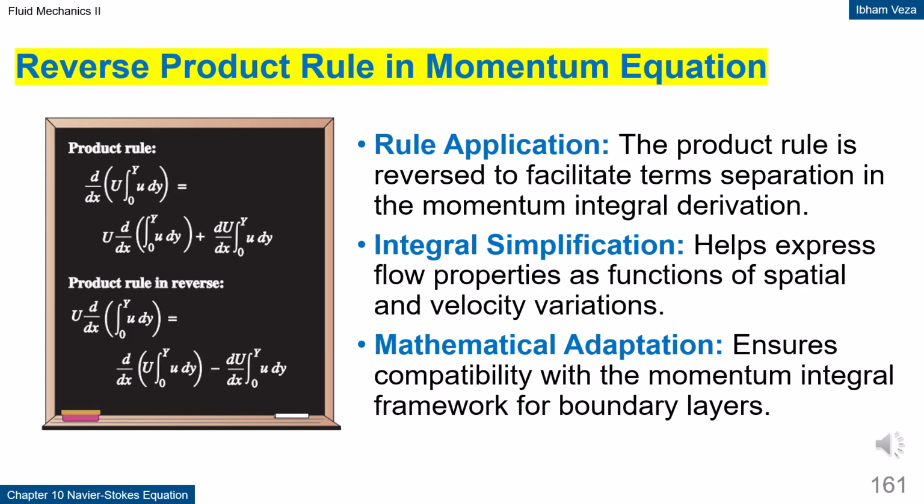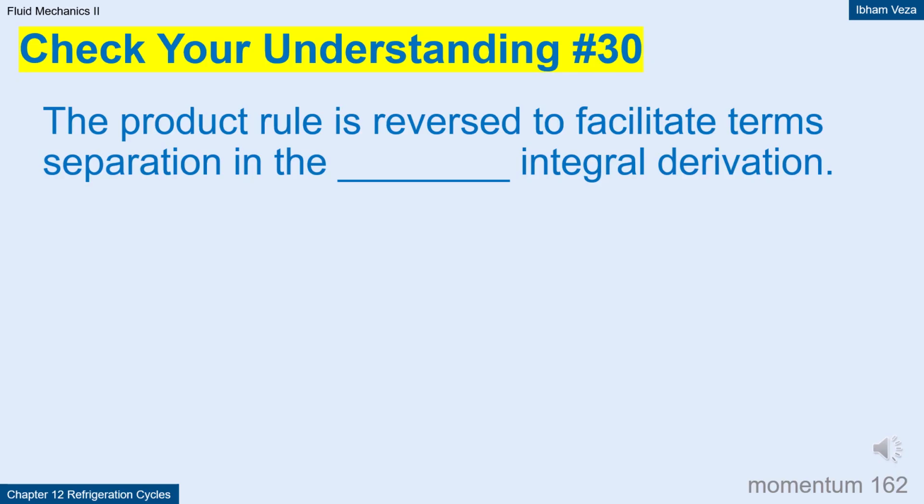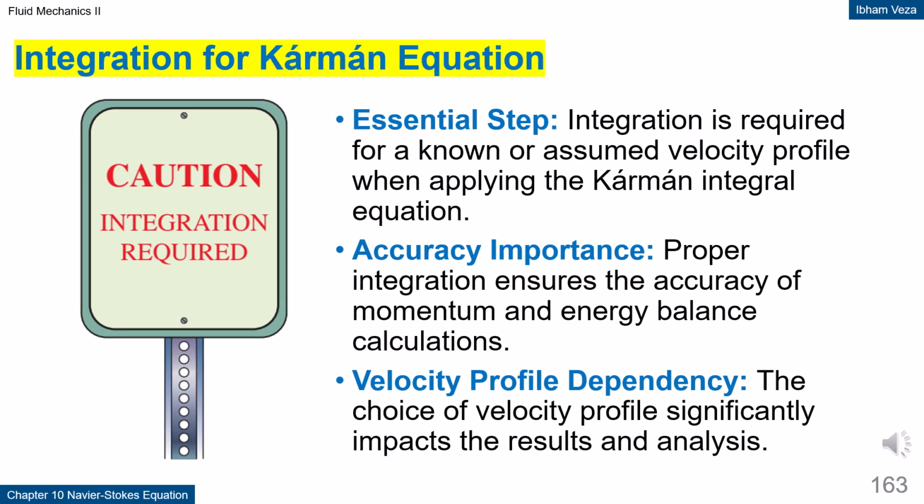With this manipulation, the equation becomes easier to relate to physical boundary layer quantities. This step is mathematical in nature, but crucial to obtain the final form of the Kármán equation. Without this technique, the derivation process would be much more complicated and impractical. Check your understanding. Number 30. The product rule is reversed to facilitate terms separation in the momentum integral derivation.